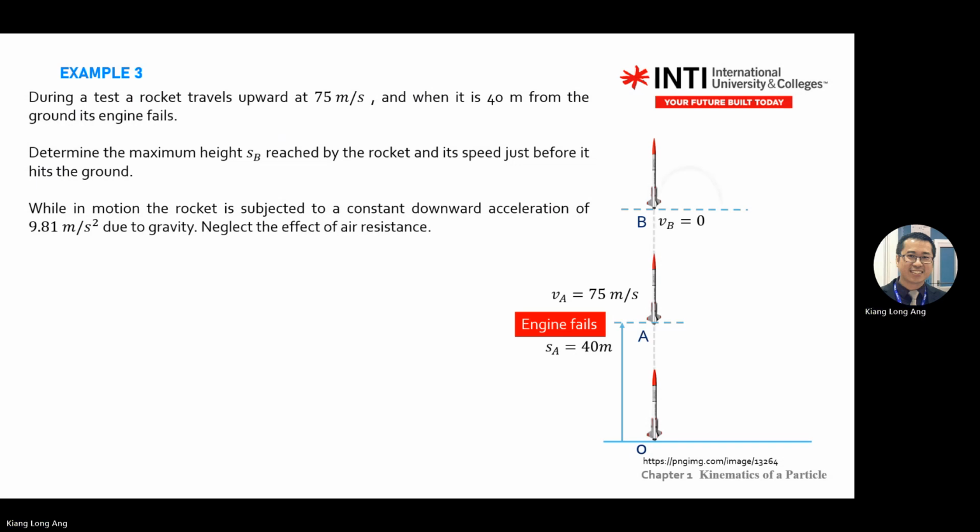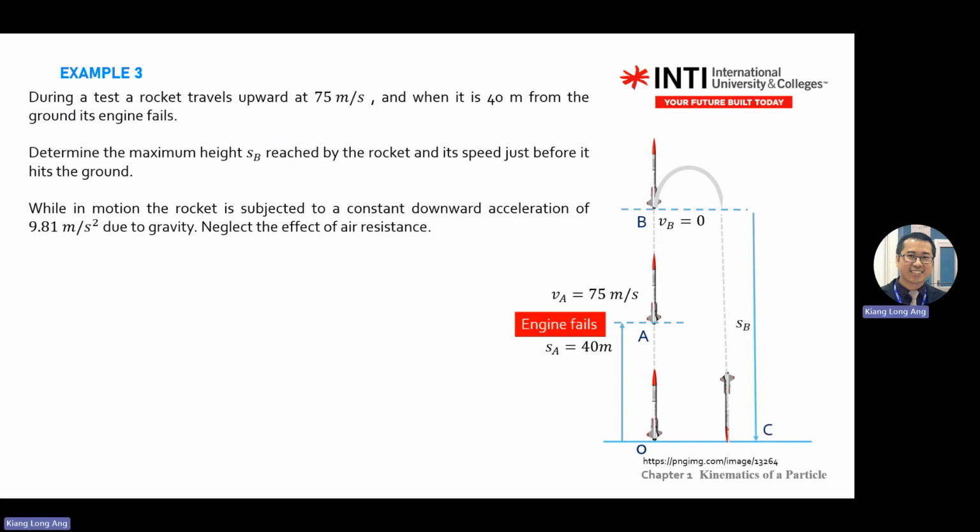Then you assume after V0, the rocket will turn, then go down. So when it goes down, it tells you already, constant acceleration, and you need to find the velocity at this point.